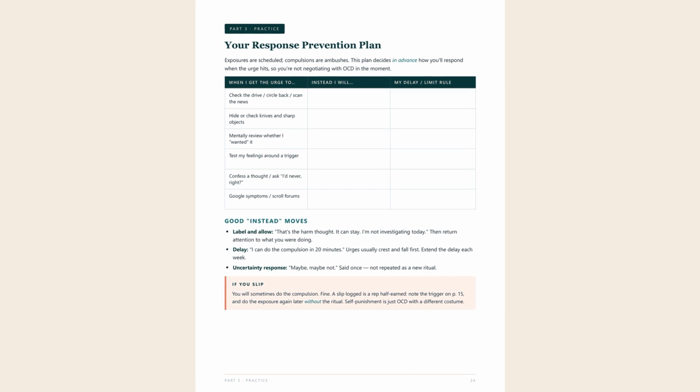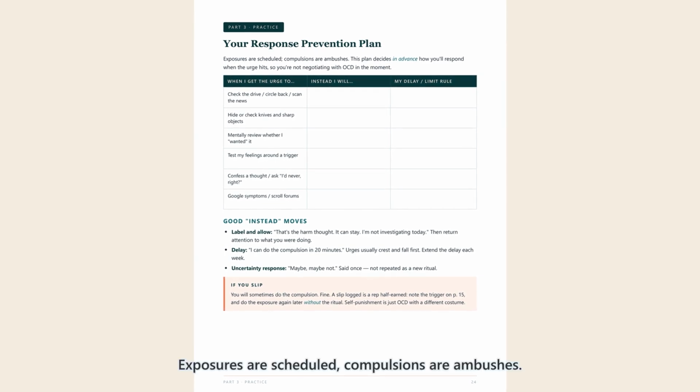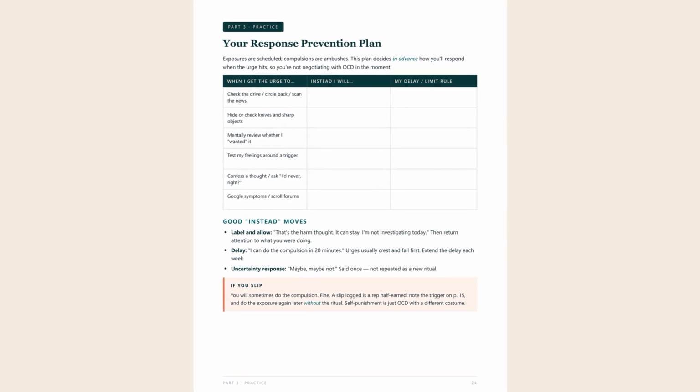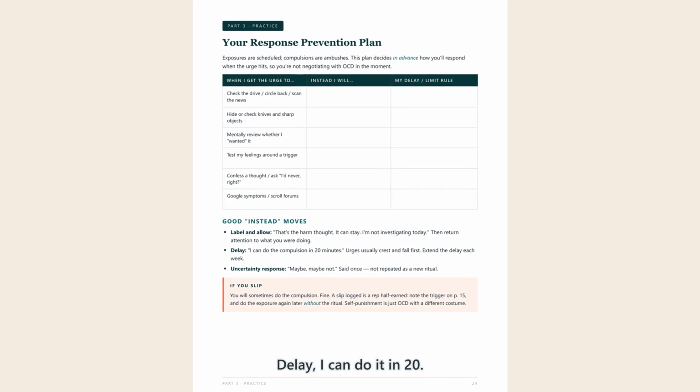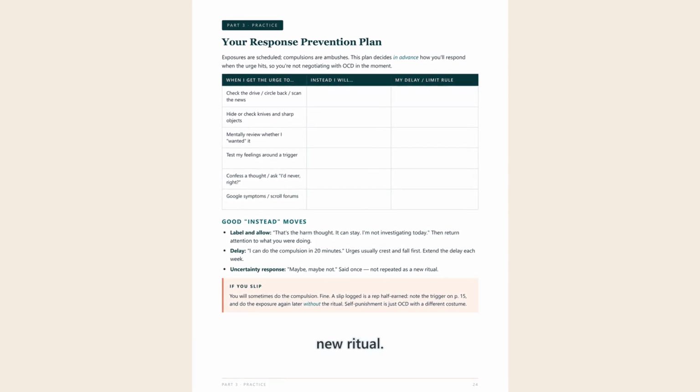Here is that page. Harm OCD Workbook, page 24, Your Response Prevention Plan. 3 columns: When I get the urge to, instead I will, my delay or limit rule. The first sentence on it is the whole reason it exists. Exposures are scheduled. Compulsions are ambushes. You are not going to out-argue this in the moment, so the moment is not when you decide. The page gives 3 instead moves. Label and allow: that is the thought, it can stay, I am not investigating today. Delay: I can do it in 20. And the uncertainty response: maybe, maybe not, said once, and not repeated as a new ritual.